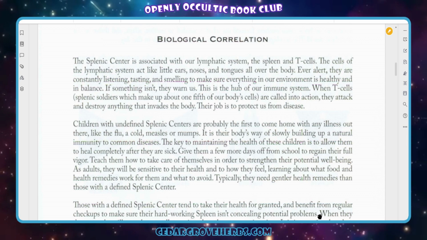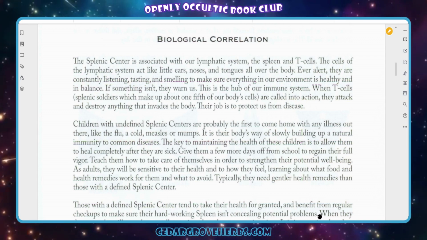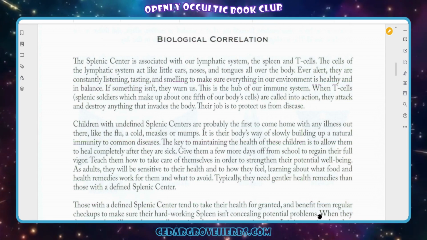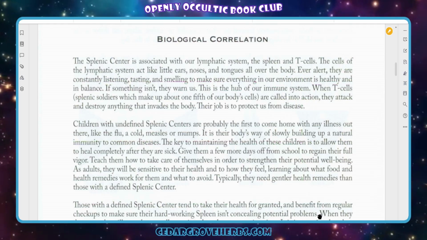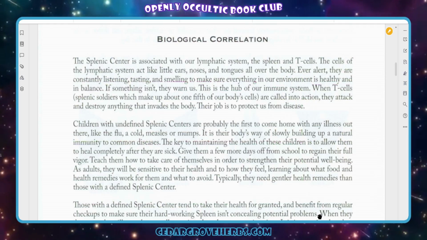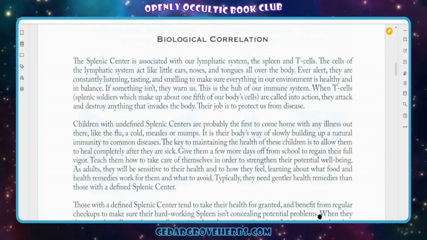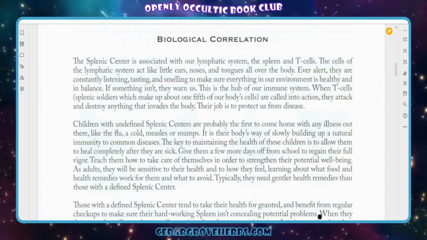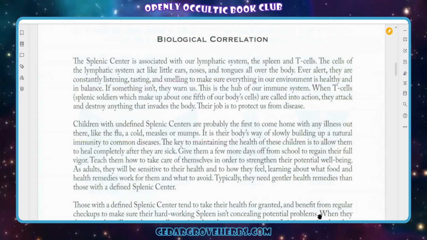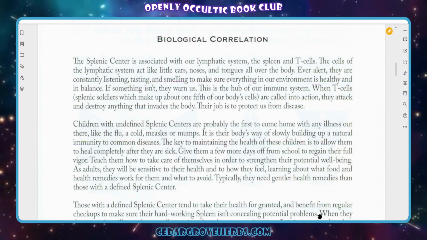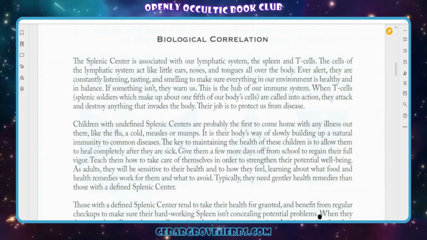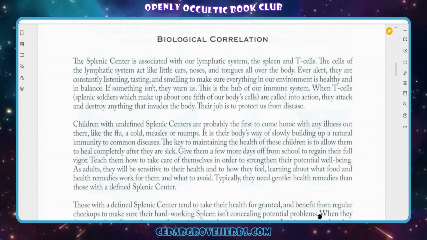The cells of the lymphatic system act like little ears, noses, and tongues all over the body. Ever alert, they are constantly listening, tasting, and smelling to make sure everything in our environment is healthy and in balance. If something isn't, they warn us. This is the hub of our immune system.